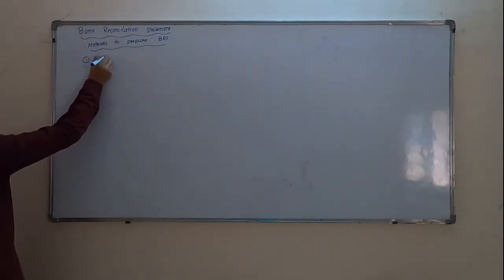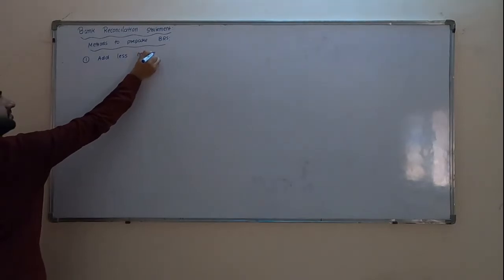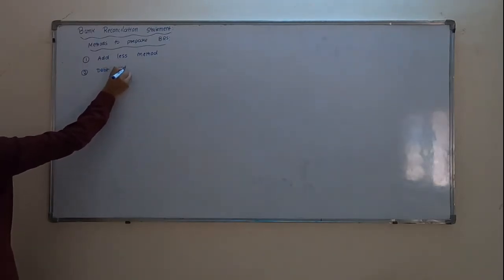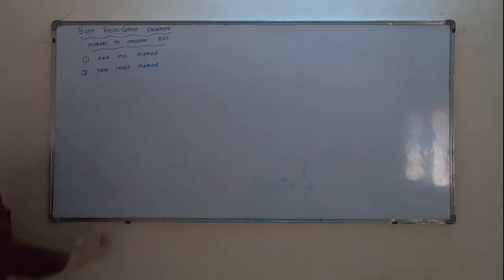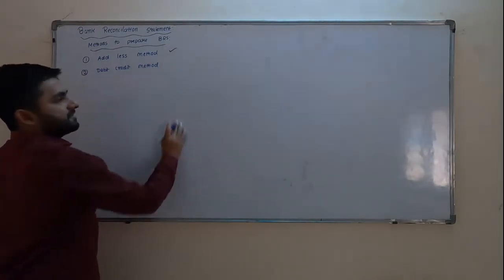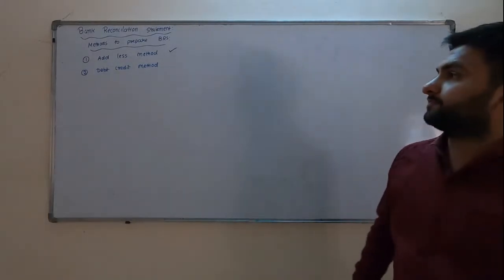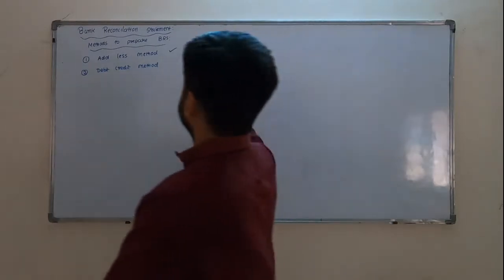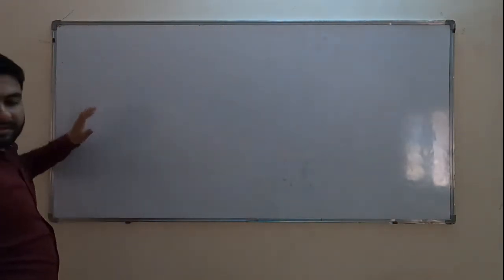Method number 1 is addless method. Method number 2 is debit credit method, and we will only use this method, so take this. I will use this method only. Okay, now after that you have to write this thing in your notebook.